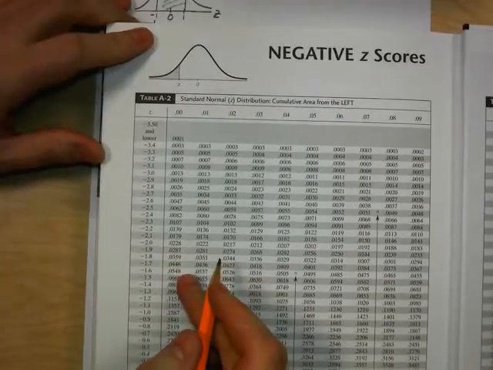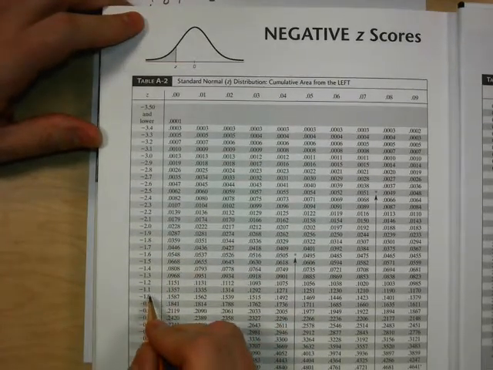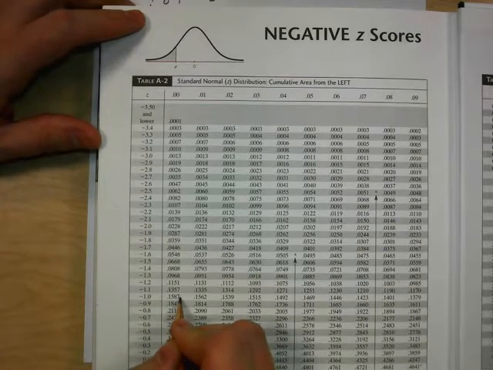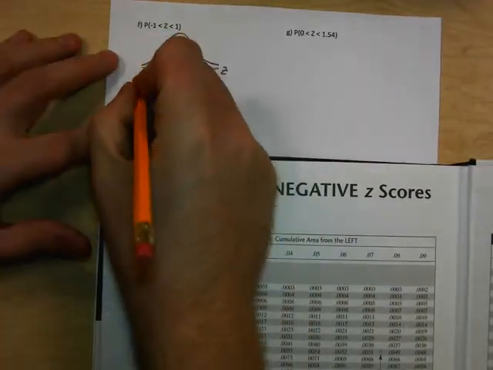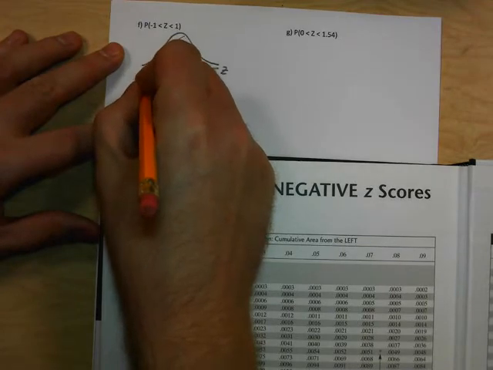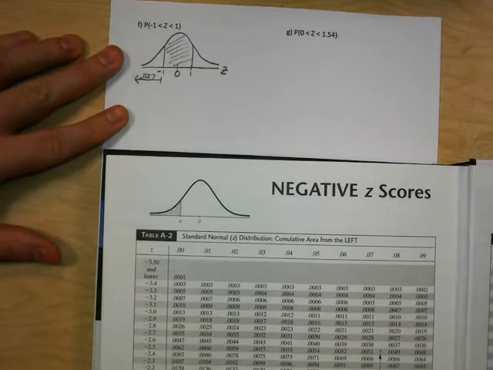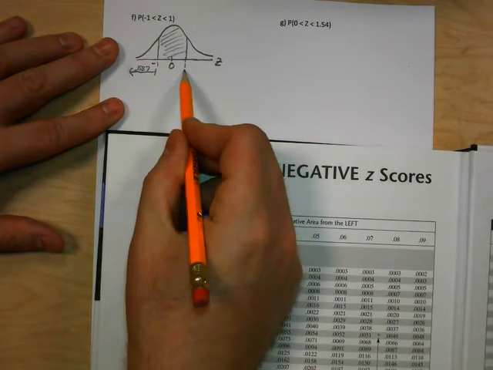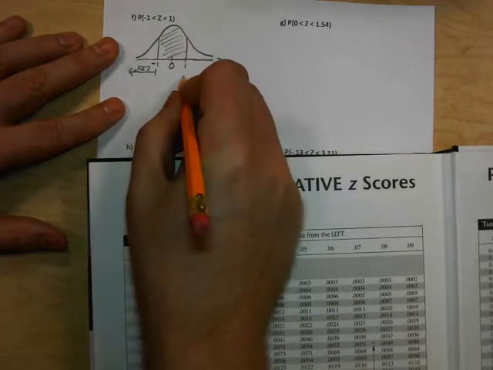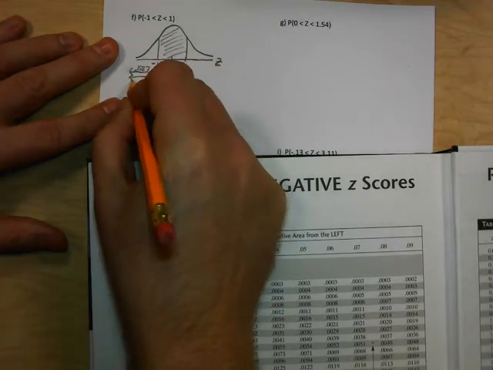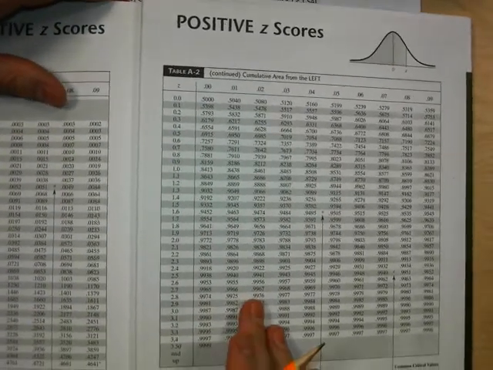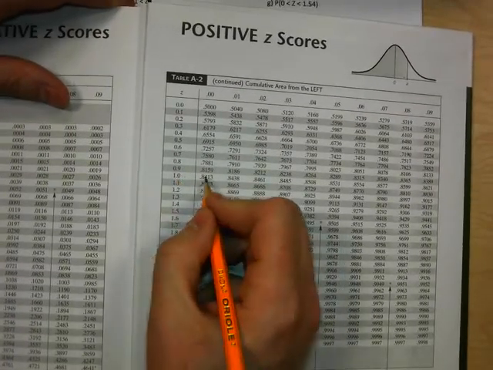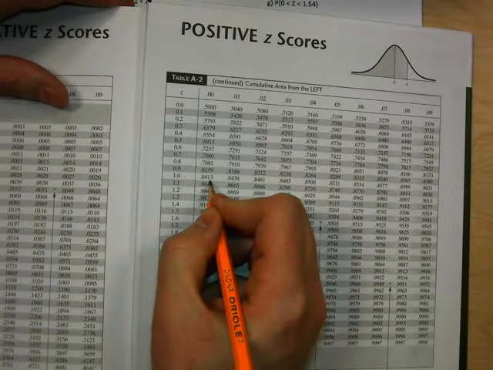If we look up negative 1.00, it is 0.1587. So let me put that down. 0.1587. So that's the area to the left of negative 1. And then if we look up positive 1 for the z-score, that'll give us the area from positive 1 all the way to the left. So let's look that up and then we'll explain what happens. When we look up positive 1.00, it is 0.8413. So let me write that down.